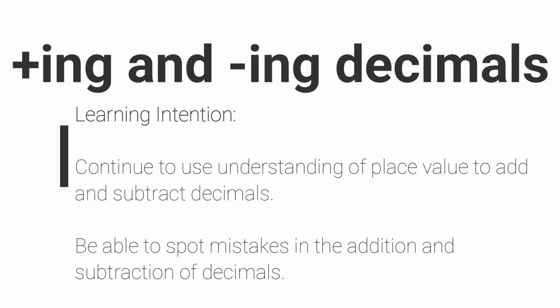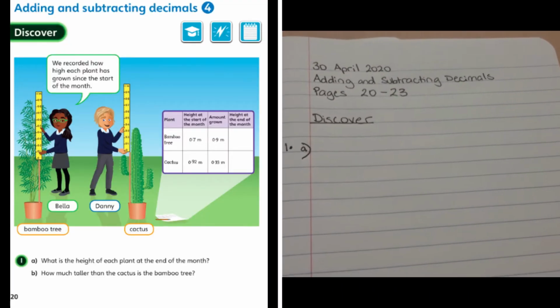Alright, so our learning intention today, very similar to yesterday, we're continuing to use our understanding of place value to add and subtract decimals. We're also going to work on being able to spot mistakes in the addition and subtraction of decimals. First, I'm going to show you how I would work through the Discover and Think Together portion of the textbook, and then I'm going to assign you pages from the workbook as your independent work. So everything is going to be modeled first so that you see exactly what it is I want you to be doing.